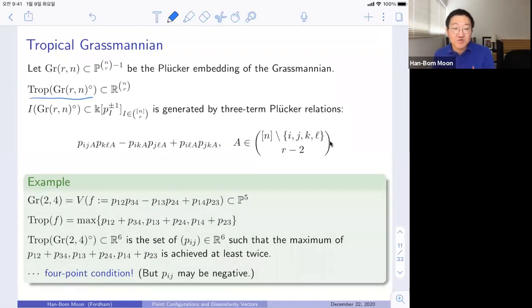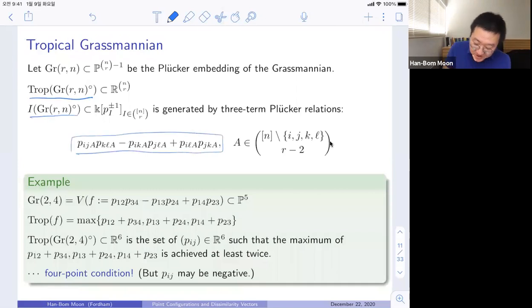which is now a fan inside R^(C(n,r)). The ideal of this Grassmannian is generated by three-term Plücker relations, which can be described by using this formula. Knowing the precise formula is not important. So here is one more concrete example. Let's think about the first non-trivial example, the Grassmannian Gr(2,4). This is a hypersurface defined by this polynomial, p12 p34 minus and so on, which is in P^5.